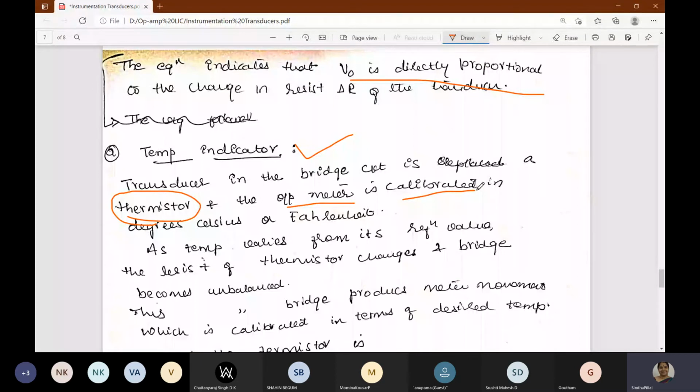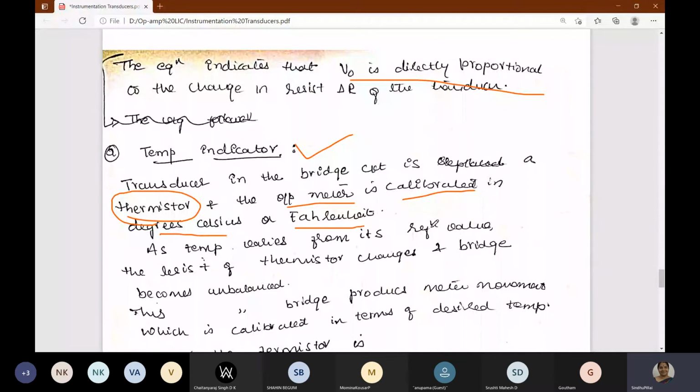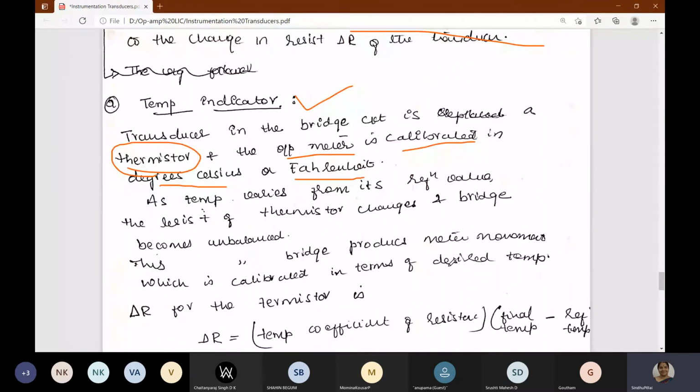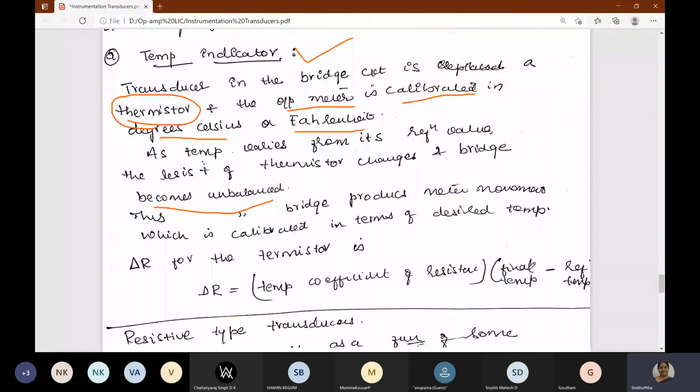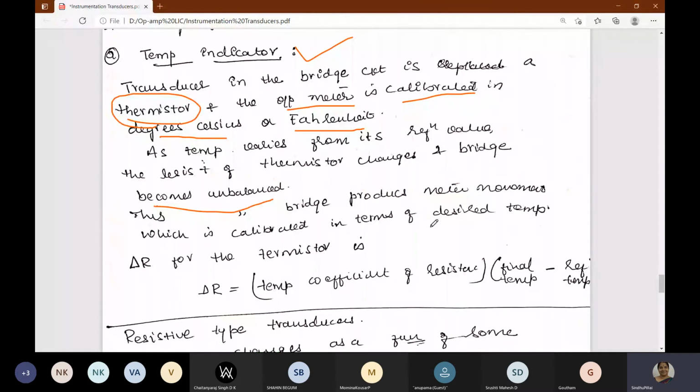So as temperature varies from its reference value, the resistance of the thermistor changes and the bridge becomes unbalanced. Thus, the unbalanced bridge produces a meter deflection, which is calibrated in terms of the desired temperature. So your delta R is nothing but the temperature coefficient of resistance times the final temperature minus the reference temperature. This is how it can be used to measure temperature also.